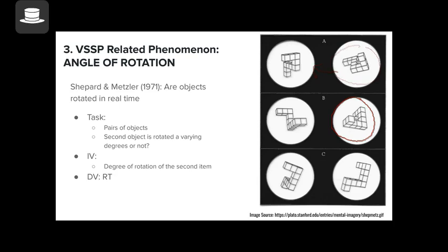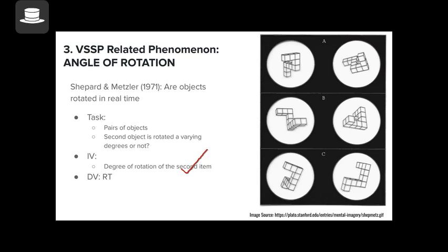Now, for the pairs of objects that were the same, the researchers manipulated the angle of rotation of the second object. So the second object is rotated either to a smaller degree of angle or a larger degree of angle. So the IV was the degree of rotation of the second item. And they measured how long participants took to respond to these items.